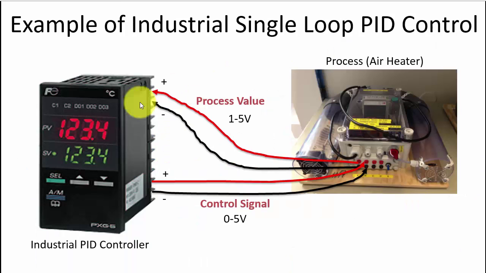Here we see an example of a typical use of an industrial PID controller. We connect the PID controller to the plant or the process. In this case, this is a small scale process, a so-called air heater, which we will use as an example in this video. So we control this process using this industrial PID controller. The purpose in hardware-in-the-loop simulation and testing is to replace this process with a mathematical model and then test the PID controller using the model instead of the real process. When the PID controller works fine with the mathematical model, we can connect it to the real system.